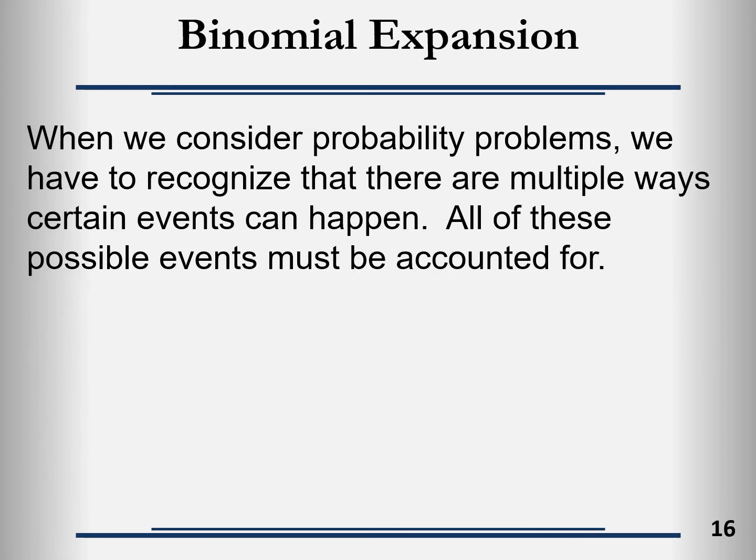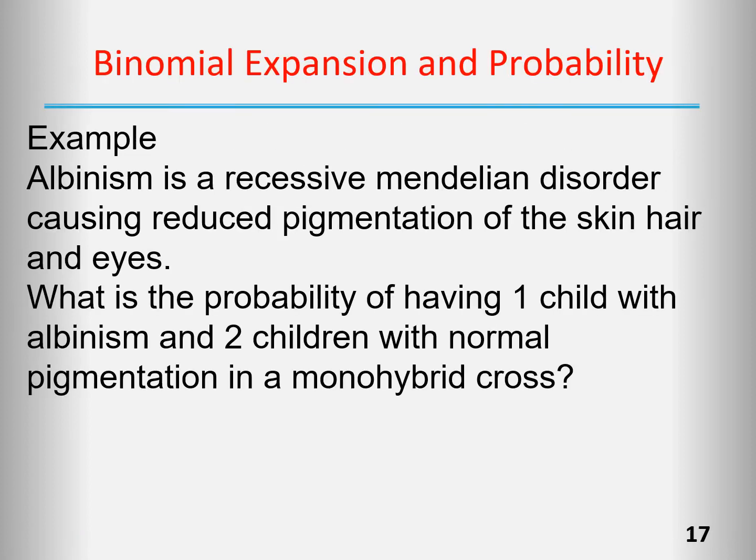Another thing that we deal with when we deal with probability is how quickly these problems can get very complicated when we start talking about multiple alleles, multiple phenotypes. We have to account for every possible way that the criteria can be met. Let's go over some examples to see how complex this can be.